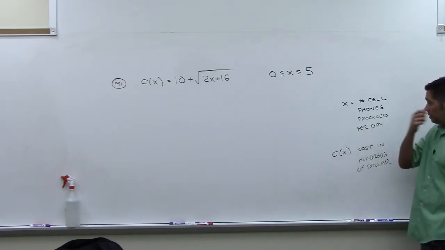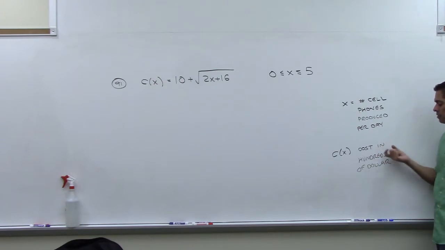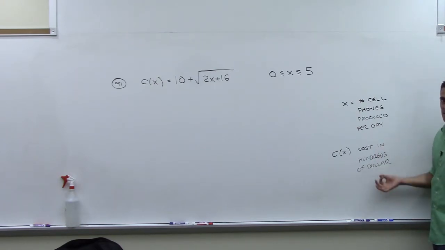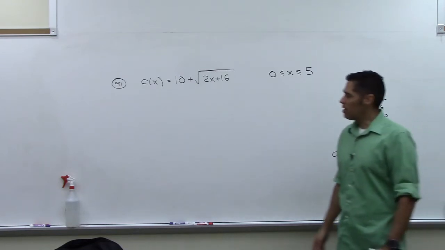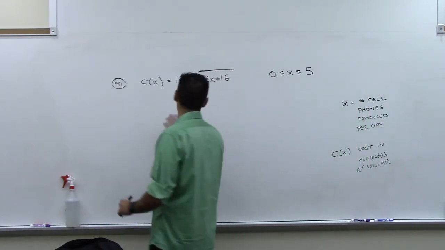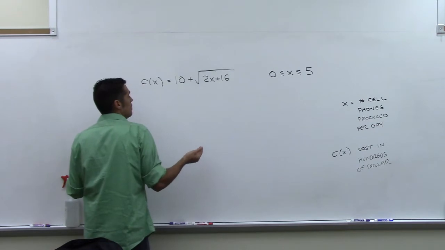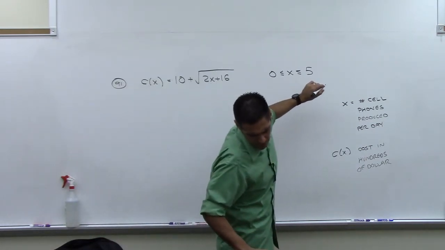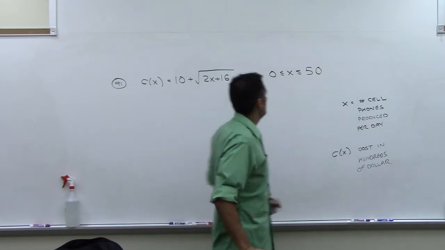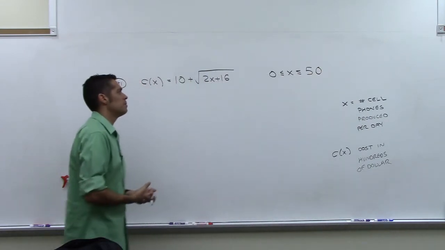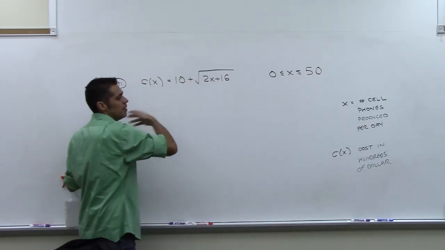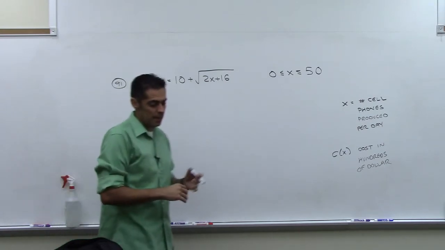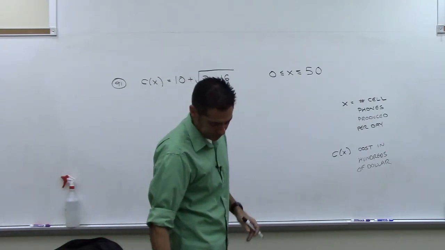So C of X, the value of this function, is the cost in hundreds of dollars of producing exactly X cell phones per day. So this company has a certain cost to produce cell phones. If we produce 50, sorry, it's supposed to be 50. So if we produce 10 cell phones per day, we plug 10 in here to give us the cost. And that cost would be in hundreds of dollars.